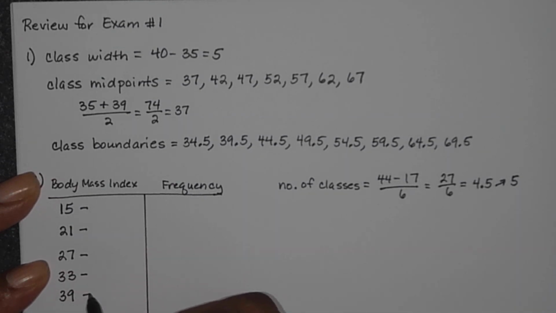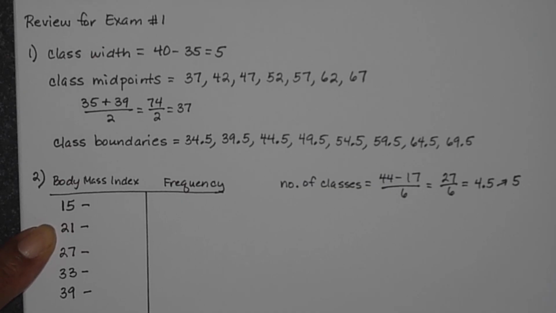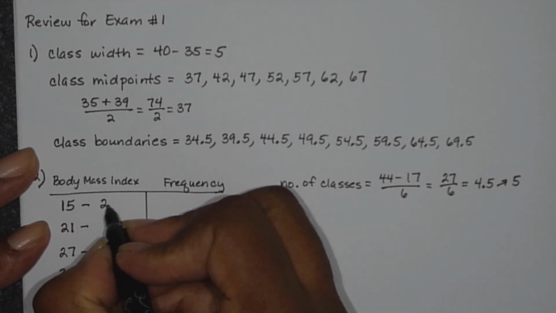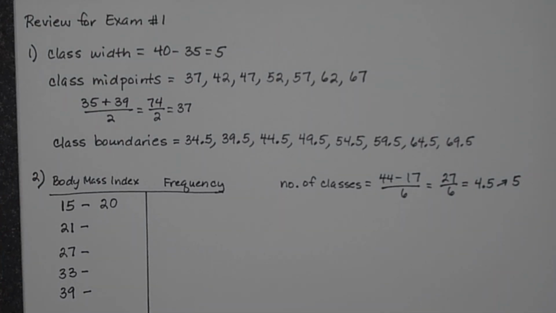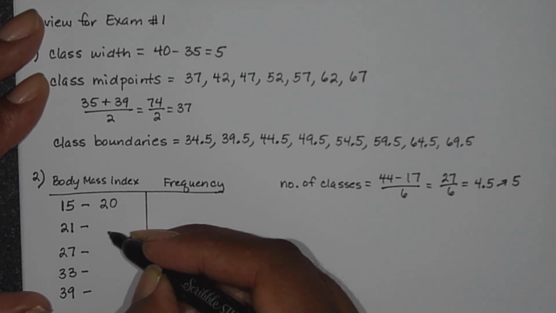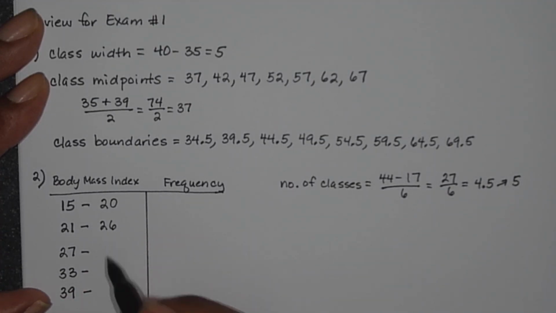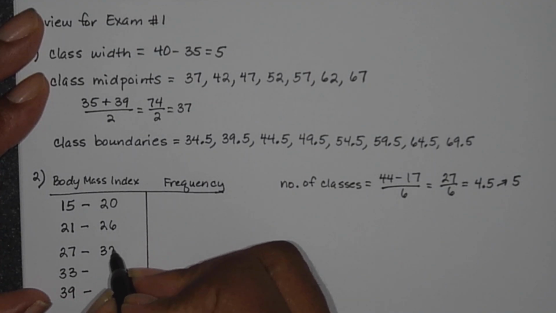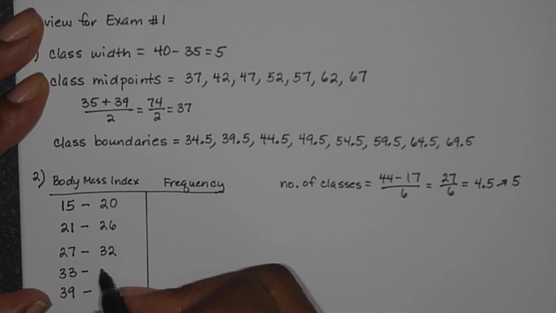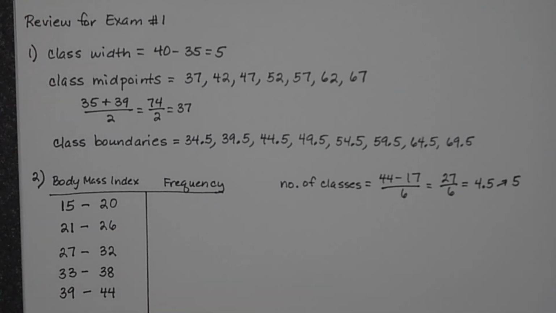So to find our upper class limits here, if that's 21, what's one less than 21? 20. Okay, our data values are whole numbers, so that means our classes are going to be whole numbers. So that means here, we're going to add 6 to the 20. That would give us what? 26. Add 6 to the 26, you'll get 32. Add 6 to the 32, you'll get 38, and then add 6 to the 38, you'll get 44.